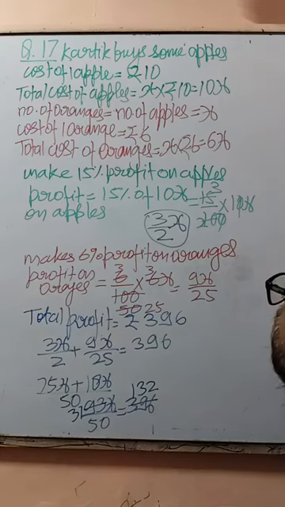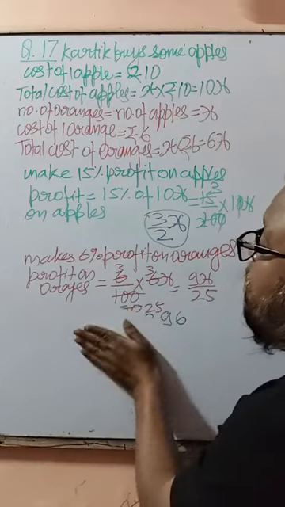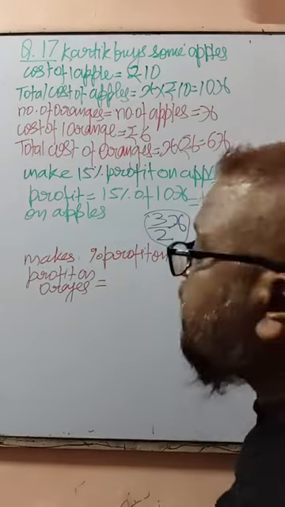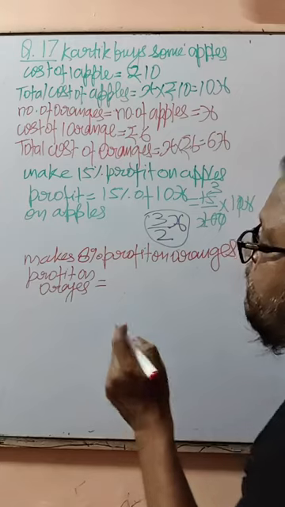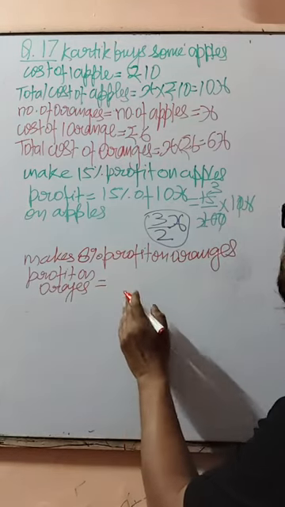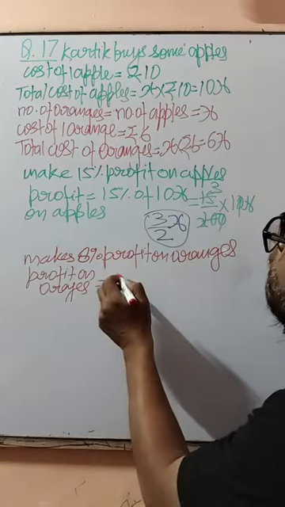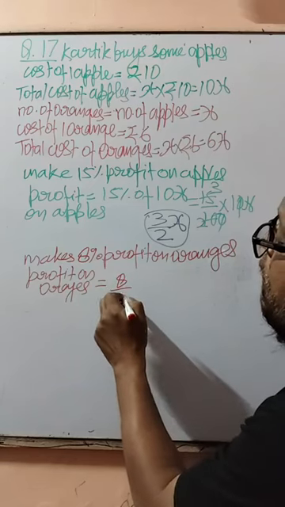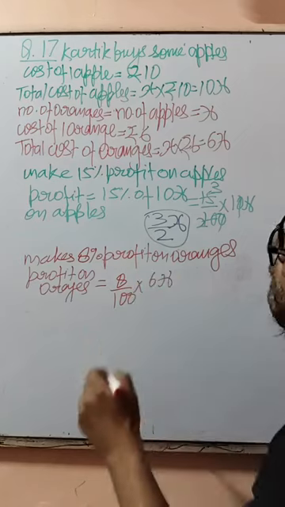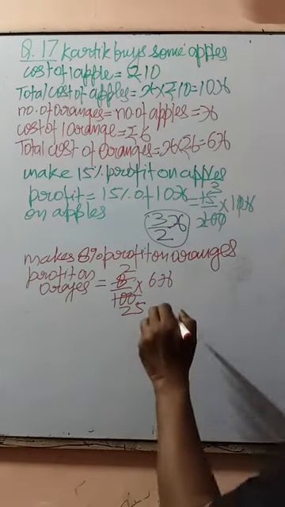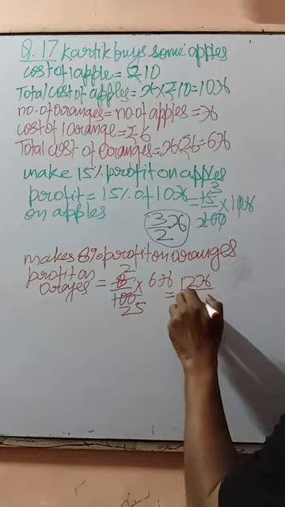Sir, the rate of oranges is 6 rupees, and the profit on it is 8%, right? Where are you saying that? It makes 6% profit. So I was saying the profit on oranges, the profit on oranges is 8%. So for oranges, how much is it? The cost is 6x, right? Yes, sir. So 8 upon 100 into 6x. Yes, sir. 2 and 25. So it becomes 12x upon 25.